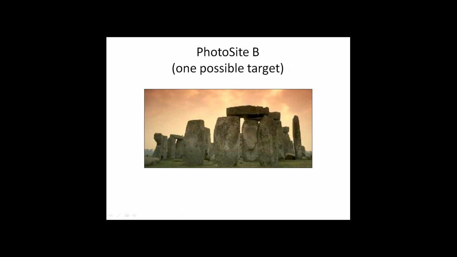And these pictures, by the way, were chosen randomly from the set. So okay, now you choose photo site B, and it's a possible target, and you judge it the same way. So let's just do exactly what we did before.